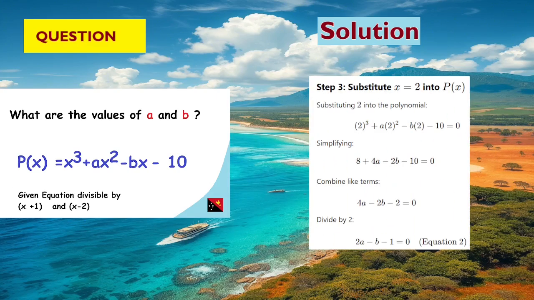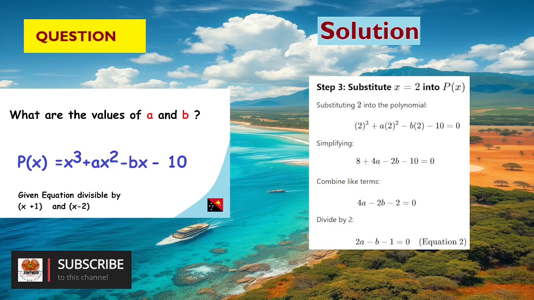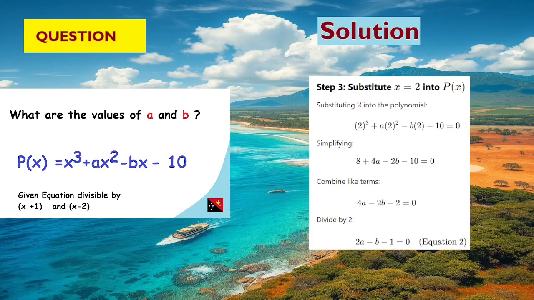Step 3, substitute x equals 2 into p(x). Substituting 2 into the polynomial: 2^3 + a(2)^2 - b(2) - 10 equals 0. Simplifying, 8 + 4a - 2b - 10 equals 0. Combine like terms: 4a - 2b - 2 equals 0. Divide by 2: 2a - b - 1 equals 0. Call this equation 2.